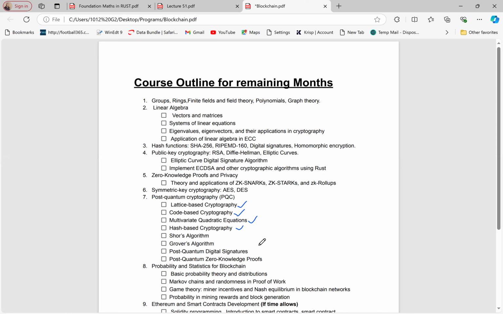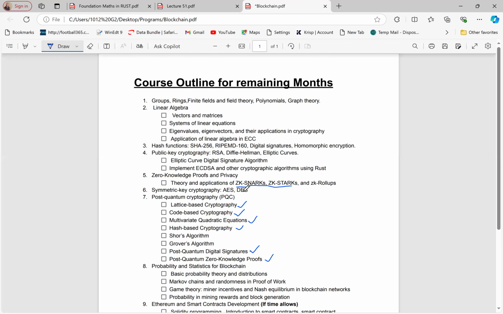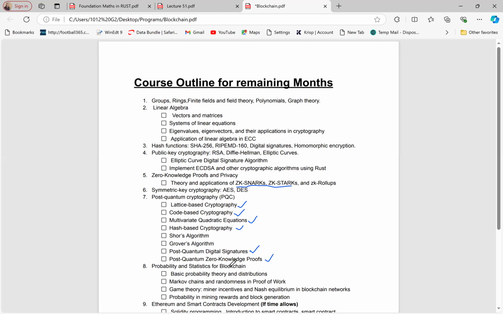Then look at post-quantum digital signatures and post-quantum zero knowledge proofs. So, of course, we will have already looked at zero knowledge proofs, the ZK-SNARKs and ZK-STARKs. But now we bring in how you customize it so that it can also do post-quantum cryptography. That is our zero knowledge proofs. We do them in a post-quantum way.